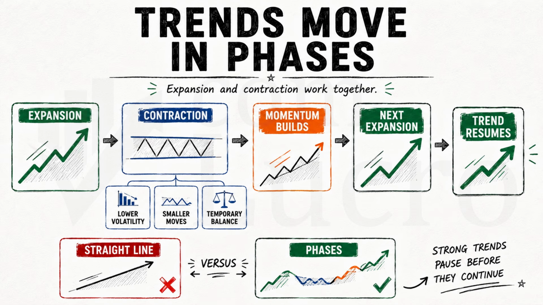Strong trends rarely move in a straight line. Instead, they alternate between expansion and contraction. When price slows down and volatility decreases, the market may be building momentum for the next impulsive move. Continuation patterns often form during these pauses, suggesting that the trend may be preparing to resume.